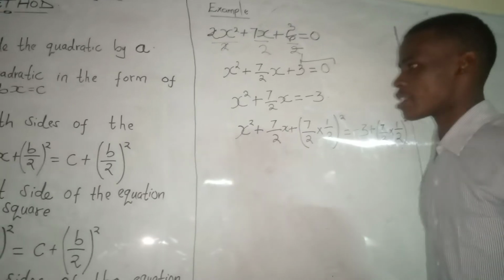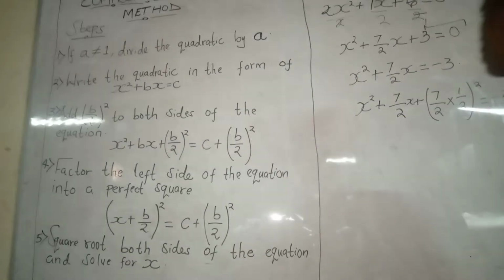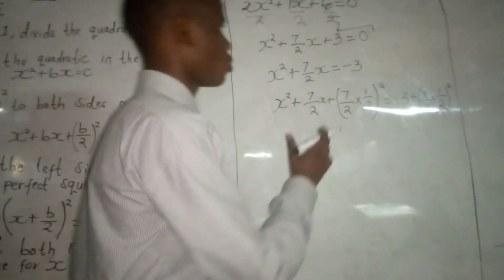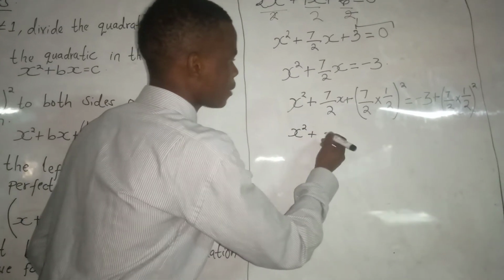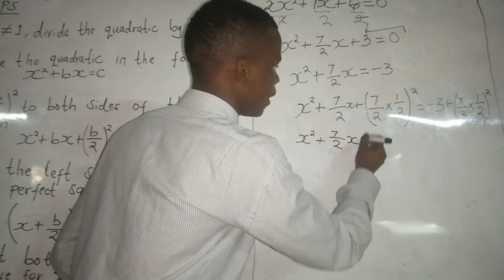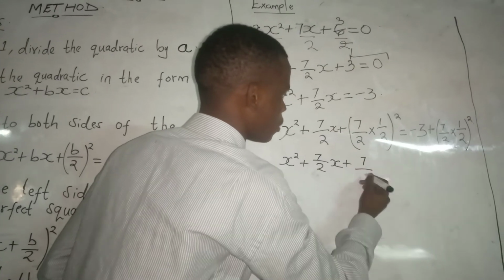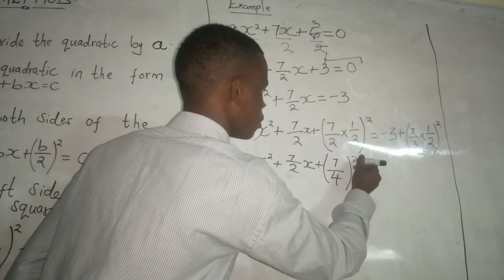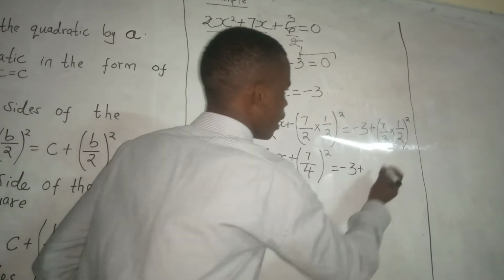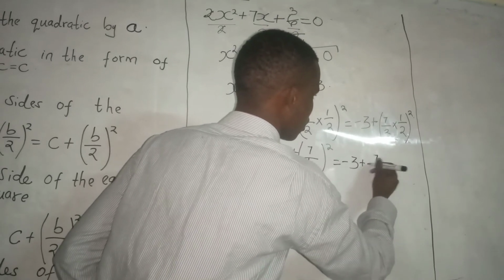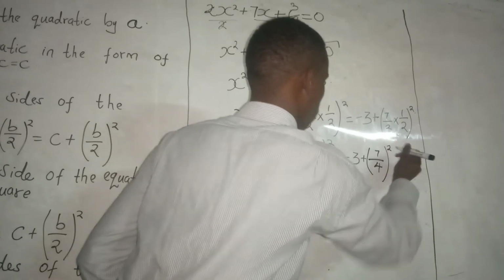Now our fourth step states factor the left side of the equation into a perfect square. First of all, we have to multiply what is in the bracket. So it will be x squared plus 7 over 2 x plus 7 over 2 multiplied by 1 over 2, which is 7 over 4, squared, equals negative 3, which is our constant, plus 7 over 4, squared.